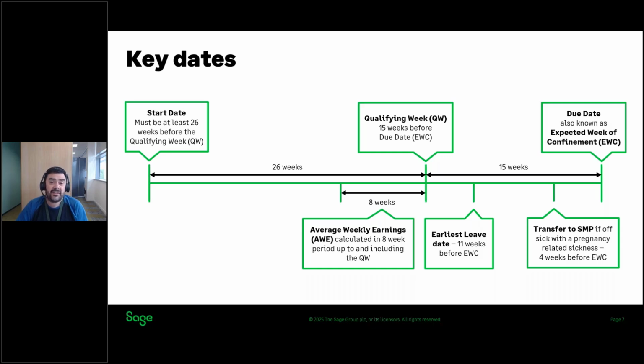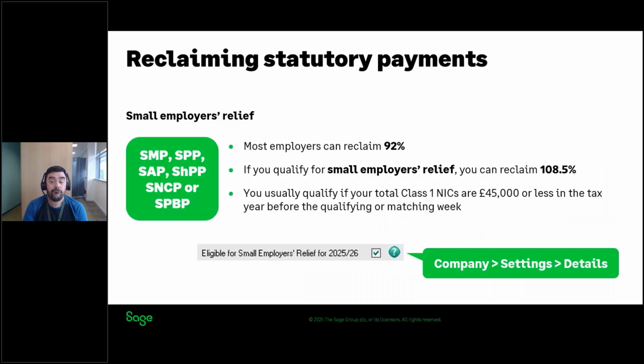So you'll see where you can check these dates when we go through the demonstration. But before we go into the demo, I'd just like to talk briefly about reclaiming statutory payments. Now, any statutory parental payment can be reclaimed from HMRC, and most employers would reclaim 92% of the statutory parental pay. However, some employers would qualify for small employers relief, in which case you would be eligible to reclaim 108.5% of the SMP paid.